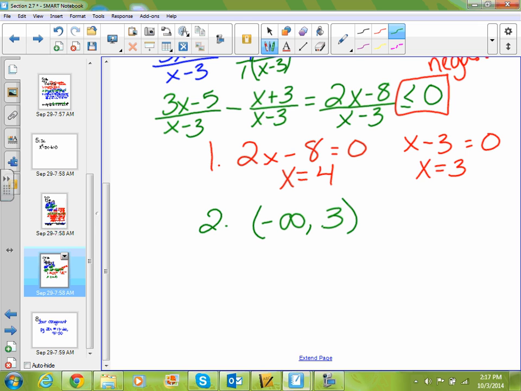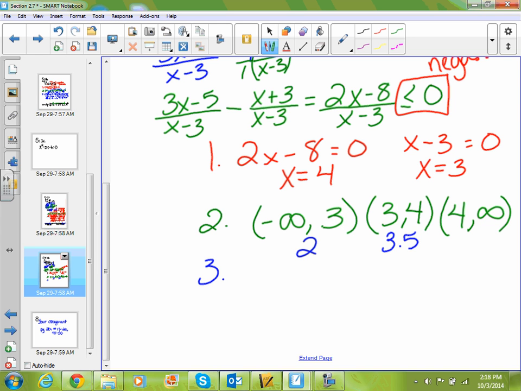Okay. My next set of groupings is 3 and 4. And then my last set is 4 and infinity. Okay, so let's pick numbers in those to test. So what's a number in between negative infinity and 3? 2. Okay, and in between 3 and 4? 3.5. And in between 4 and infinity? 5. Okay, this should be fun with decimals.